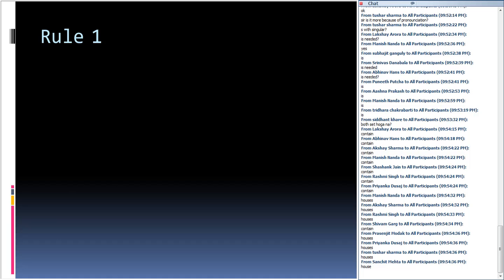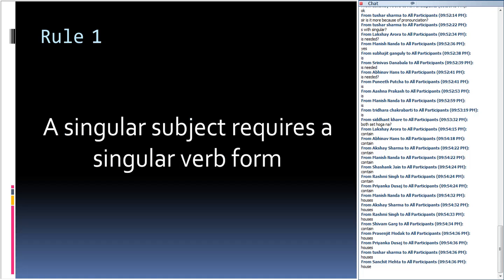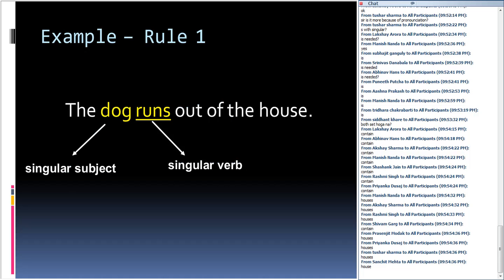So for subject verb agreement, there are certain rules that you have to keep in mind. There are 16 or 17 rules. So we'll very quickly take a look at all these rules. First and second rule you already know, that if there is a singular subject, you should use a singular verb form. Okay. Example is here, the dog runs out of the house. You don't say the dog run out of the house. So singular subjects require singular verbs. You know that. This is rule number 1.